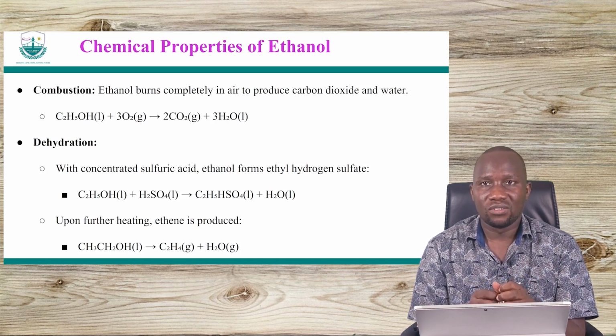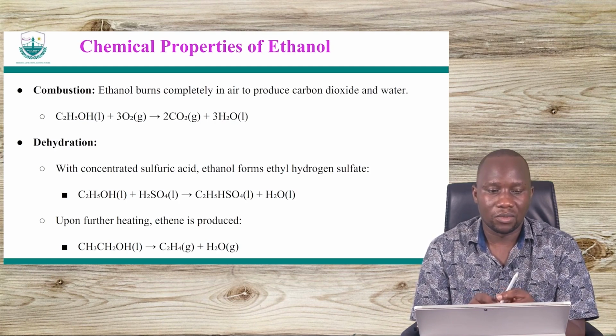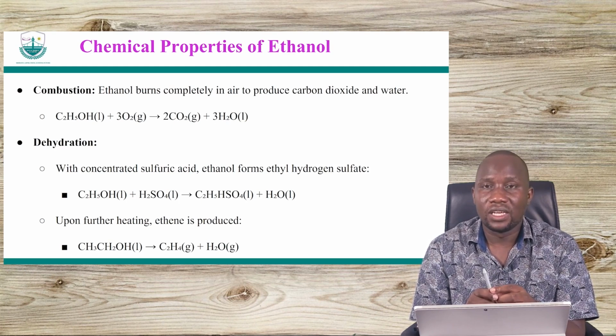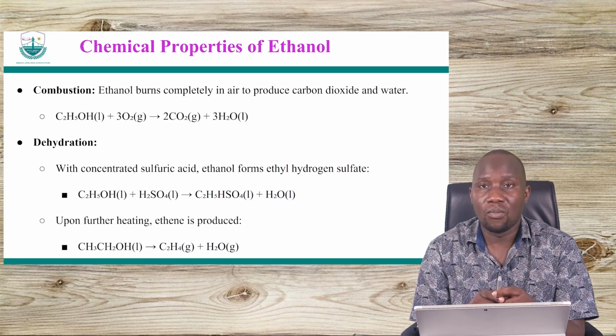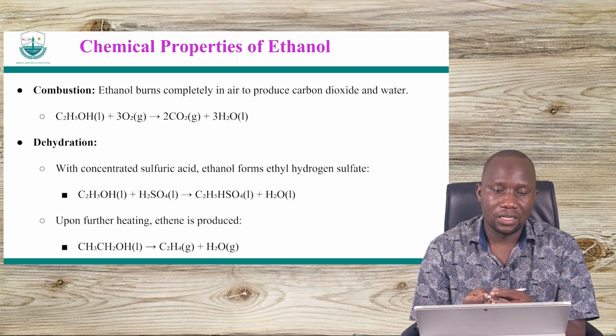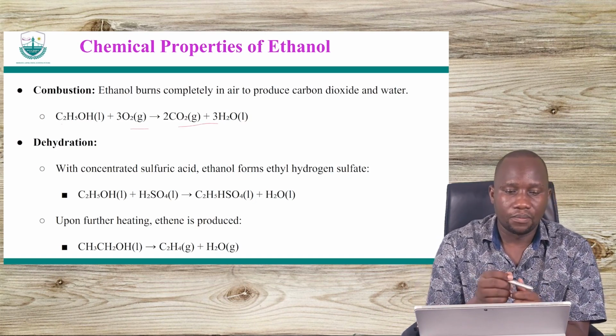The chemical reactions of ethanol are not quite many, but we can go through them very fast. The first one is that ethanol burns completely in air to produce carbon dioxide and water, and this is the equation there.